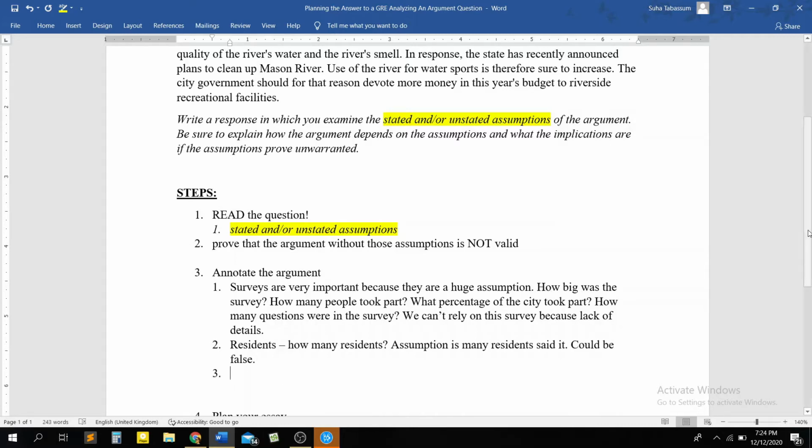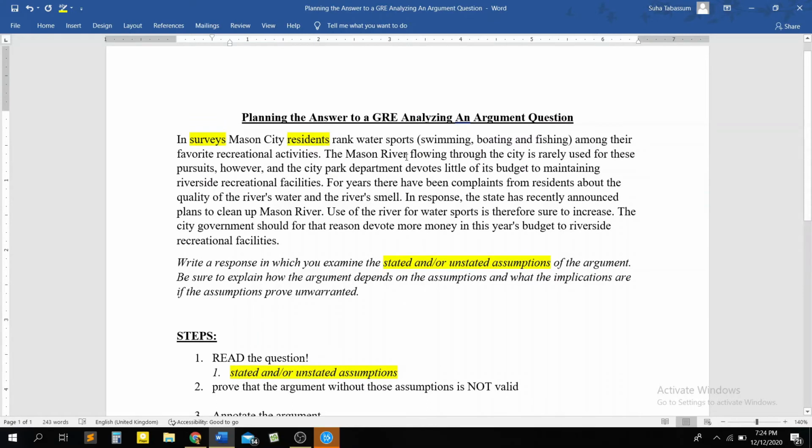Right, so let's move on. Next, it said that the Mason River flowing through the city is rarely used for these pursuits. However, the city park department devotes little of its budget to maintaining riverside recreational facilities. Alright, so let's just quickly read this.